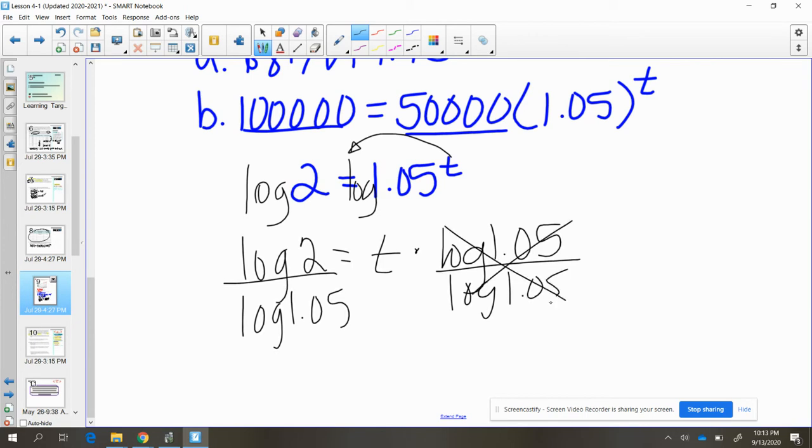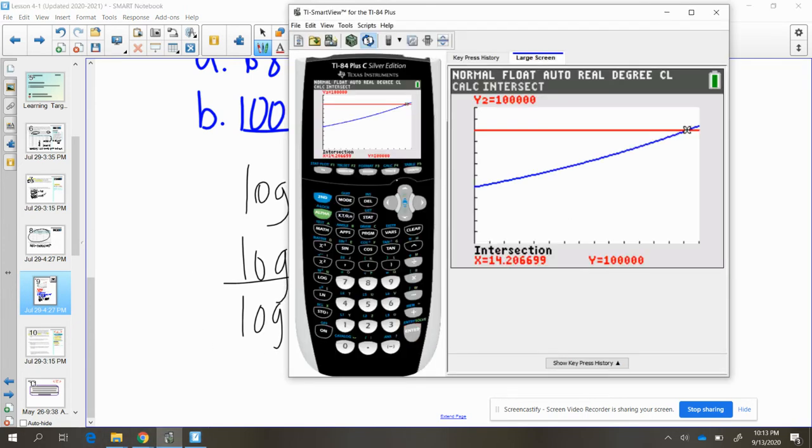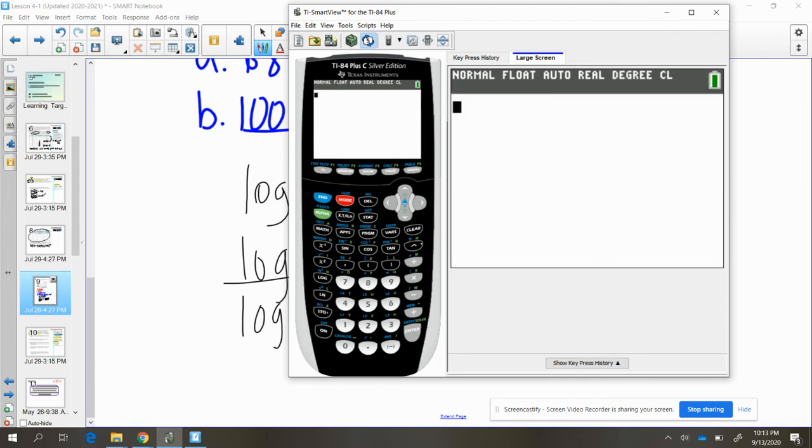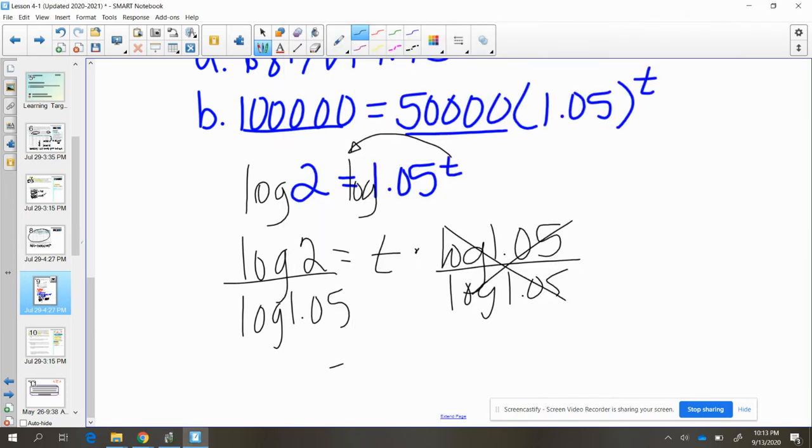And what you're going to notice is that our t, our time, is log of 2 divided by log of 1.05. This is that 14.2. So either way you chose to look at that, we can see the exact values.